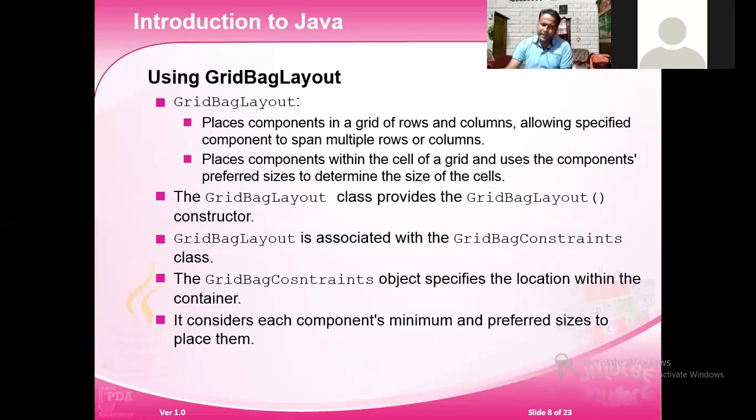The grid bag layout places the component in a grid of rows and columns. It allows the specified component to span multiple rows and columns. It is used to span multiple rows and columns when we're using grid bag layout.